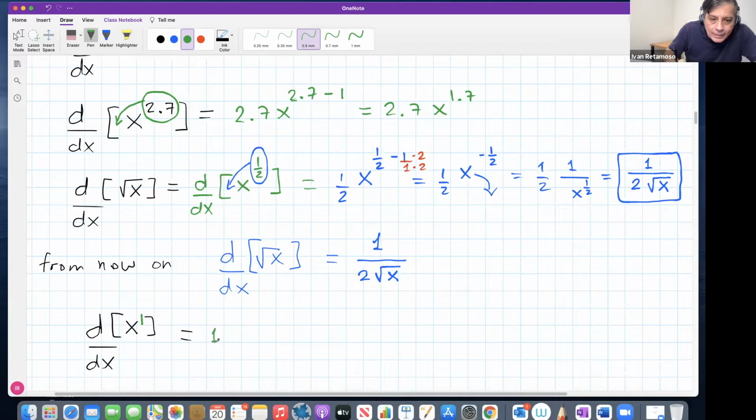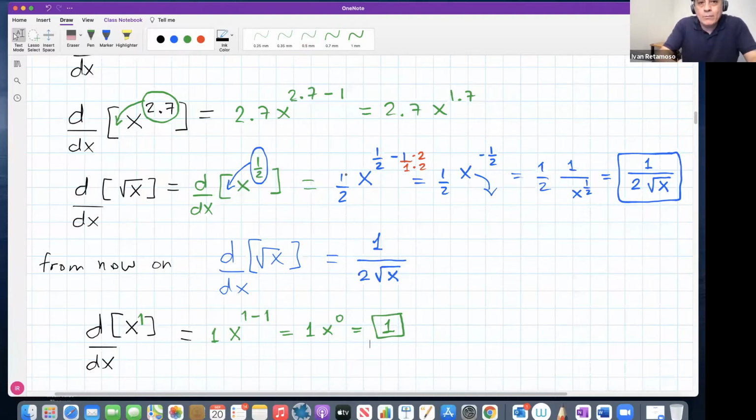Down, multiplying up front, and keep here 1 less, 1 minus 1. But 1 minus 1 is just 0, right? So we have 1 times x raised to the 0, and x raised to the 0 is 1. 1 times 1, just 1. So I want you to remember, guys, that the derivative of the identity function x is just equal to 1. It's just equal to 1, right?